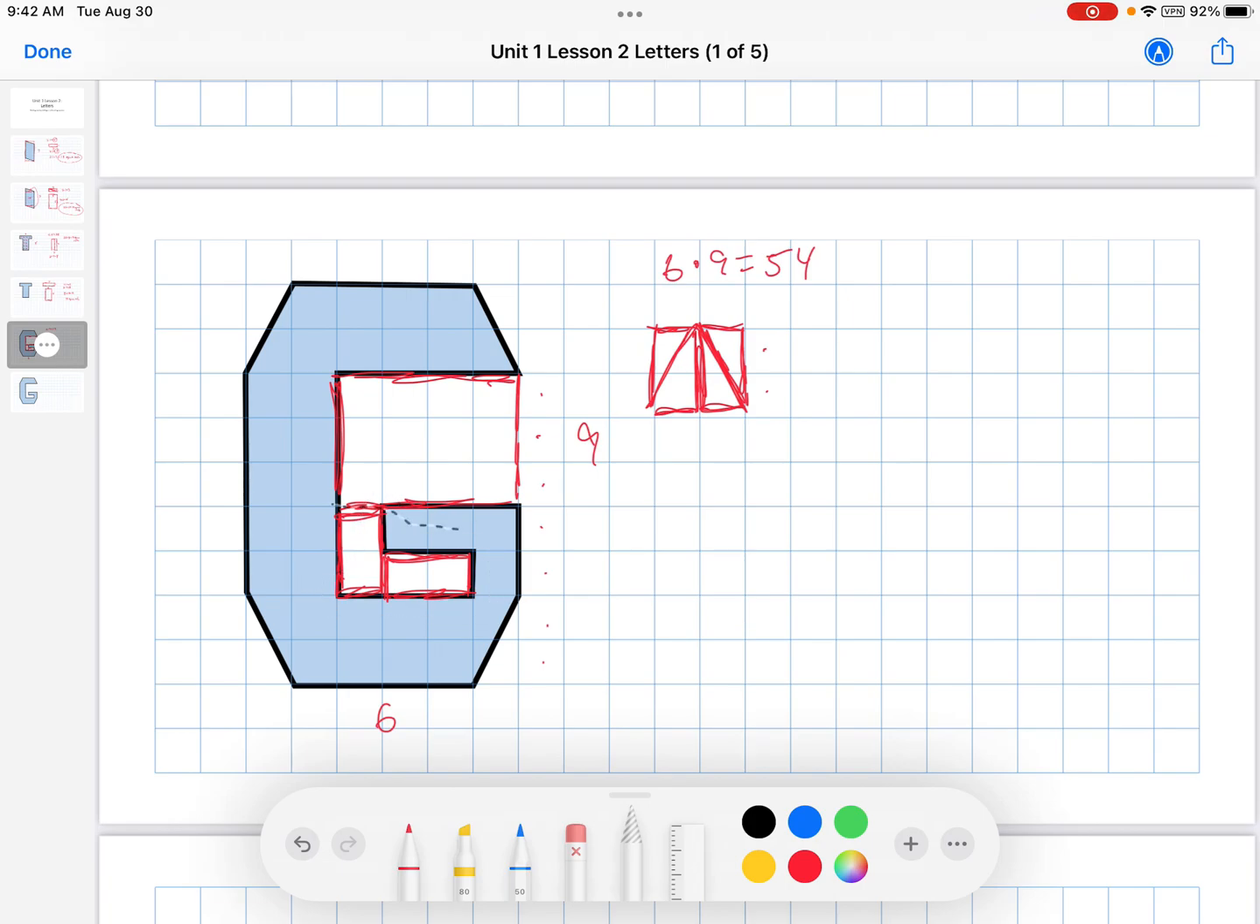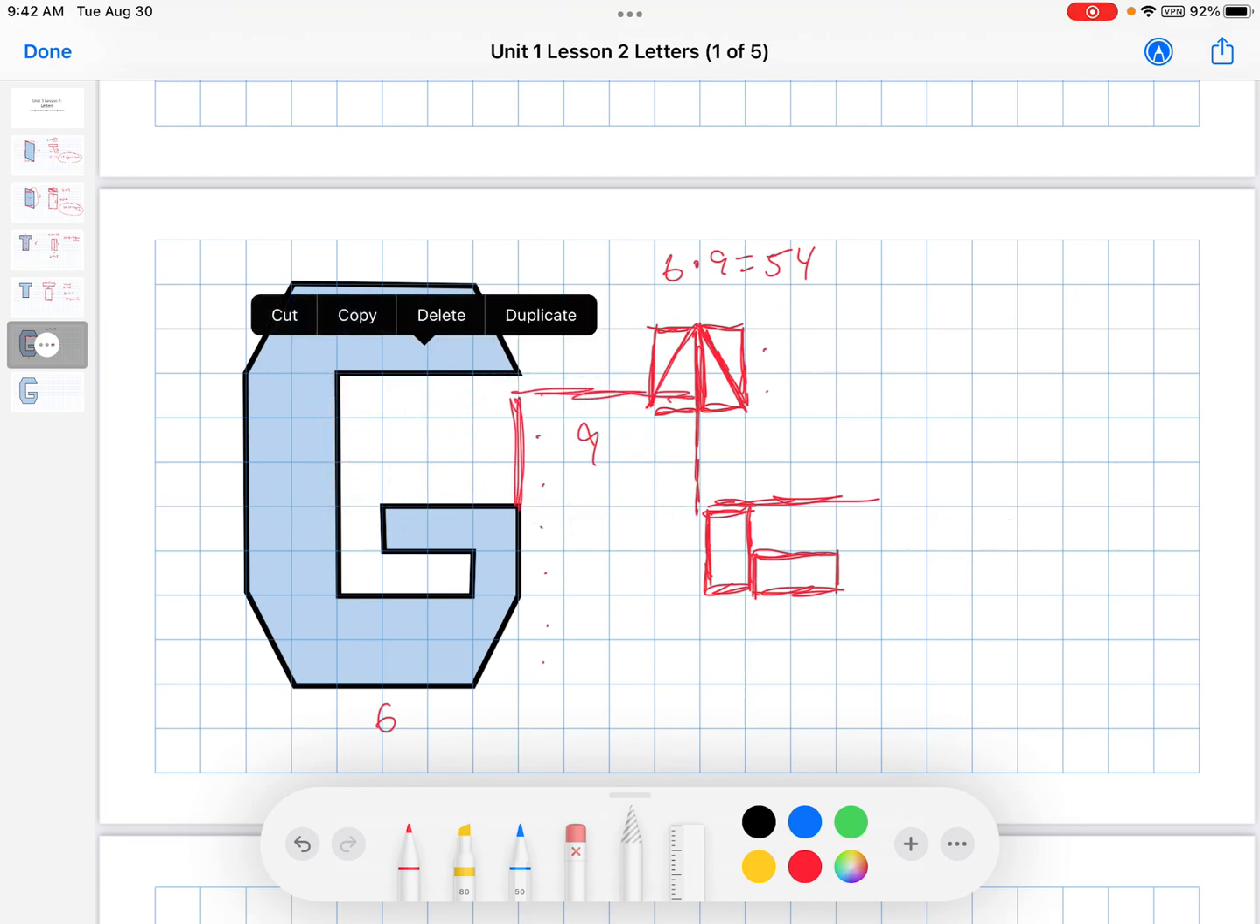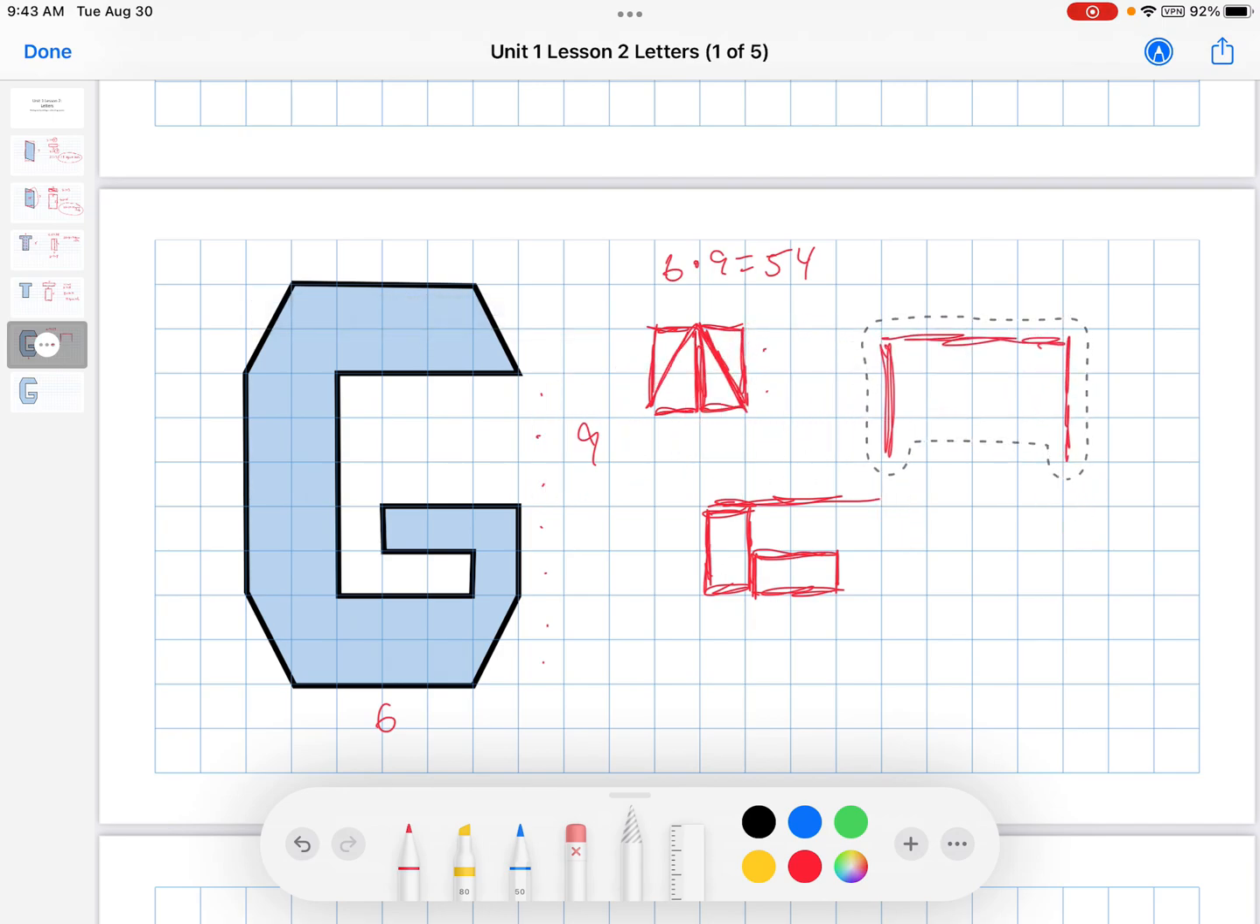Let's try something. I'll take away these two rectangles first. Then I'll take away just this one, if I can. No, it's all right. I'll take this rectangle and put it here. And now, these are all the pieces that I have to take away from that 54 to go back to the original.